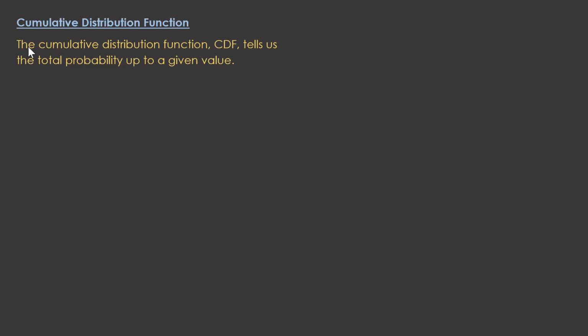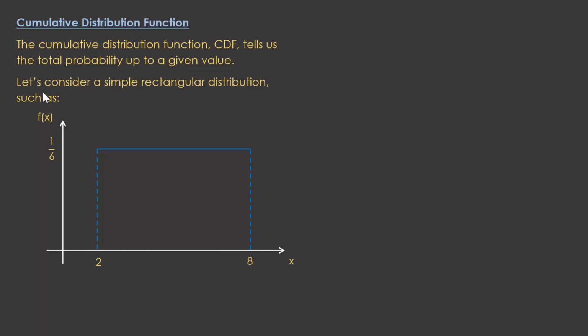Cumulative distribution function. The cumulative distribution function, or CDF, tells us the total probability up to a given value. Let's consider a simple rectangular distribution such as the one below. We can see that it's non-zero between 2 and 8, which is a width of 6.